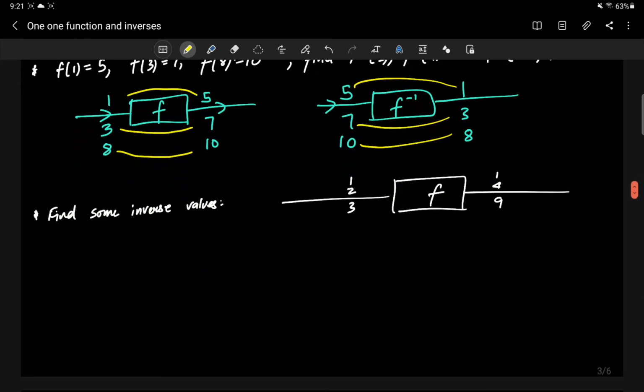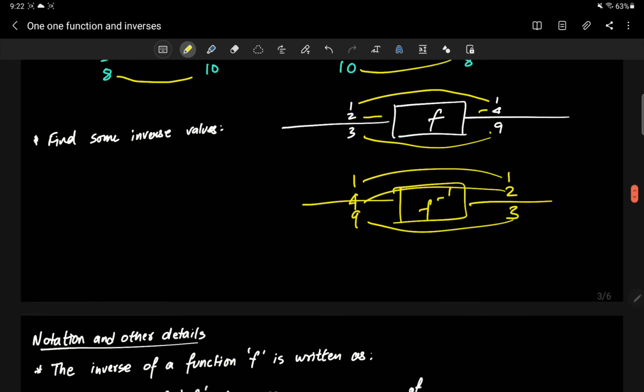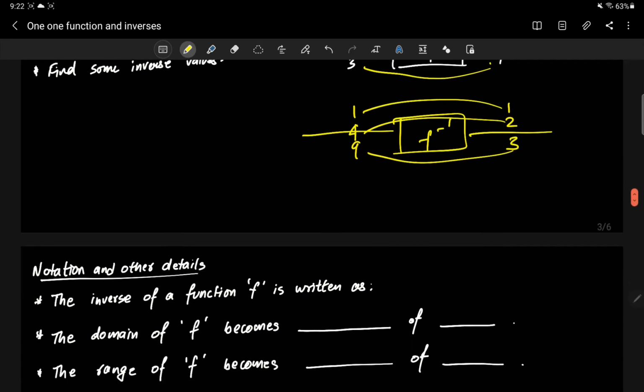Okay, so for example, here is a function. Let's say the inputs are given as 1 and then 4 and then 9. So if you have to draw the machine diagram for f inverse, then your inputs are going to be 1, 4, 9 and your outputs are going to be 1, 2, 3. So that f inverse gives us exactly the opposite.